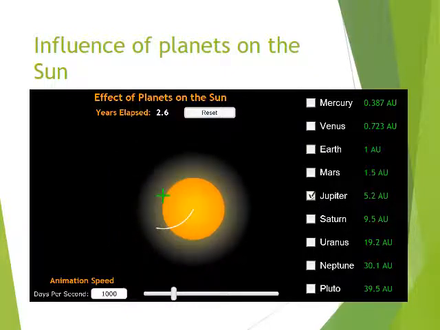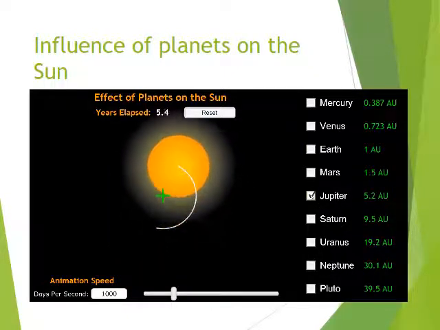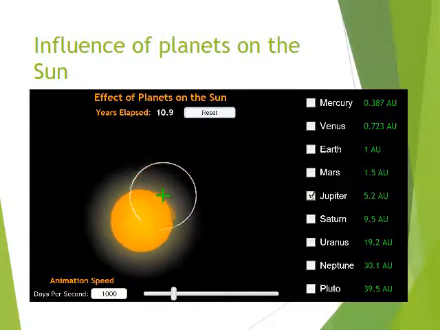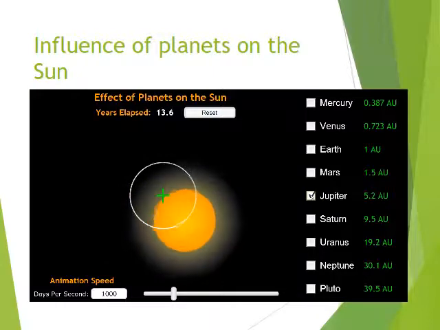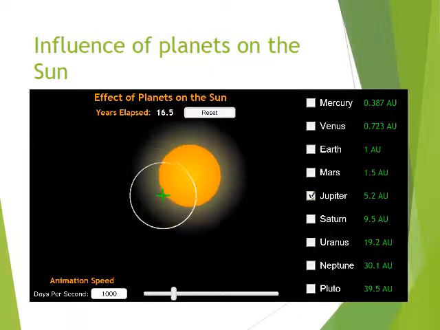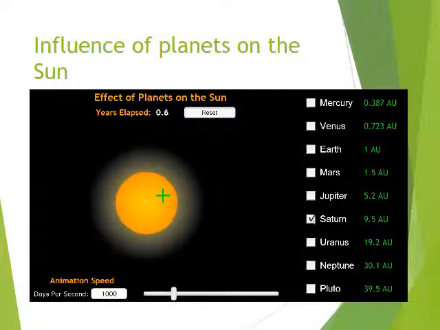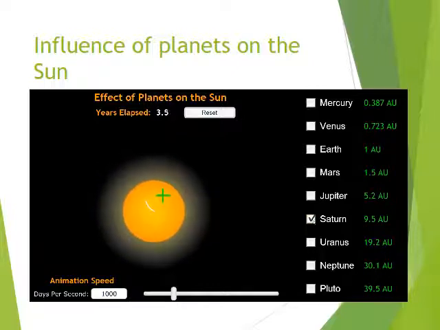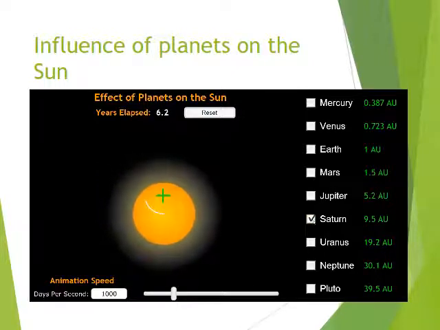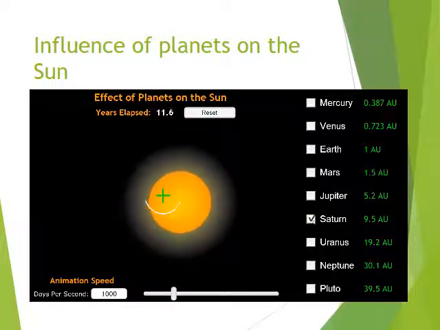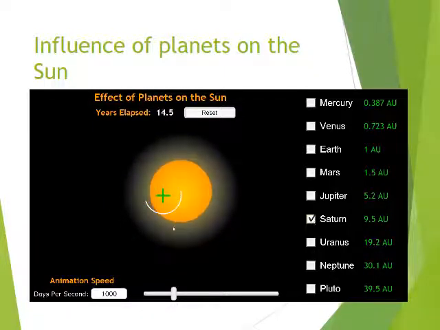Notice what happens when we throw Jupiter in here. Notice this is the amount of wobble that just Jupiter has on the sun. You can see how much wobble Mercury produces. It's closer to the sun, but it's also much less massive, so not a huge effect. What if we just have Saturn thrown in there? Saturn produces a certain amount of wobble, but not as much as Jupiter, probably because Saturn is less massive, and also because Saturn is farther away.